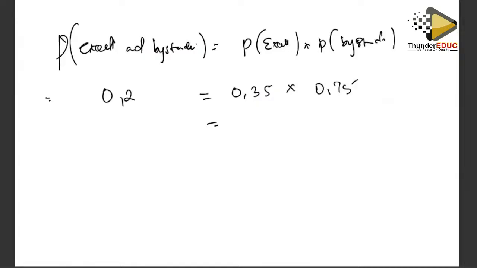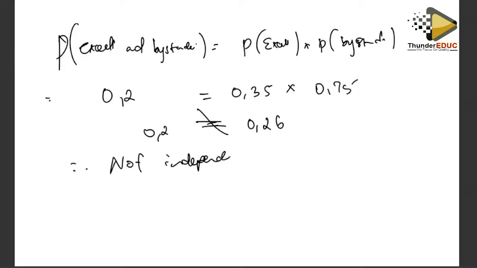Let's multiply what is on the right. If we get the same thing, then we're good to go. So the answer that we're getting is 0,26. Now we can see that 0,26 is bigger than 0,2. So in this case, they are not independent. They can only be independent if the left is equal to the right.